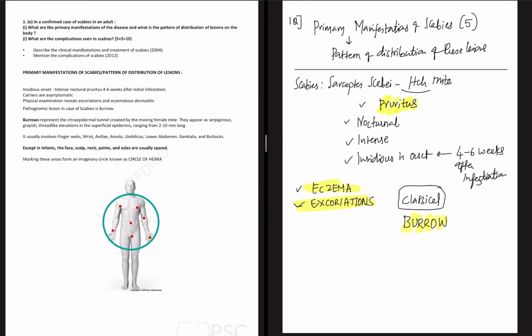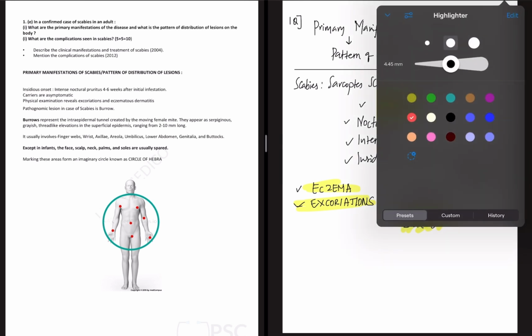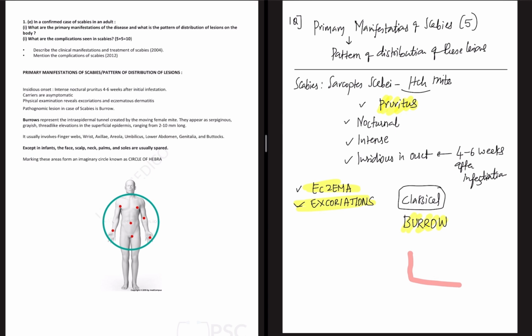What is a burrow? A burrow is actually a tunnel kind of thing. Let me give a different color here. Now you have skin here and you have an itch mite which is going inside and forming a burrow. These are the burrows, the classical intraepidermal tunnels. Where are they present? They are present in the stratum corneum. This was once asked in an INI-CET exam, an MCQ on the stratum corneum.